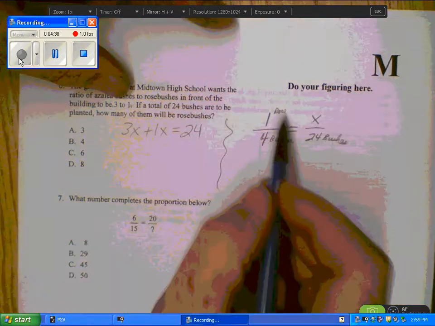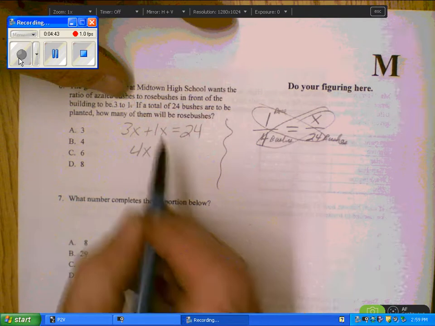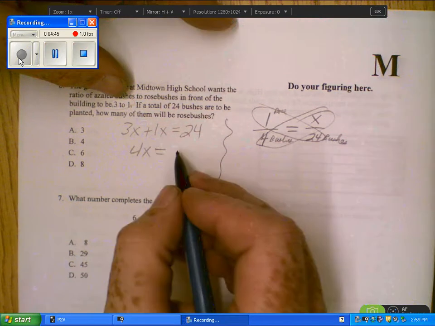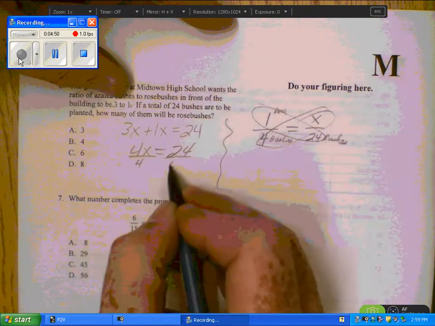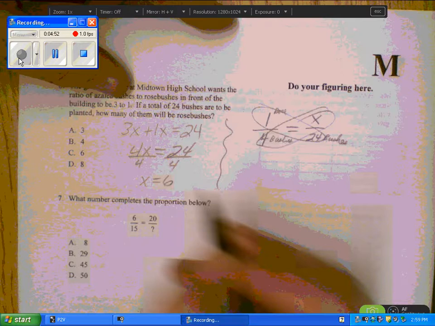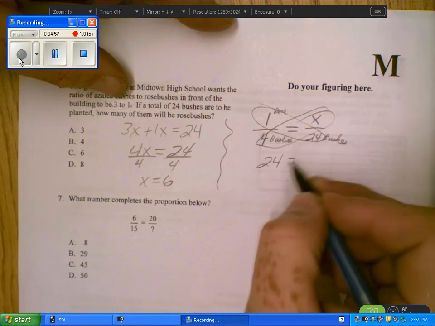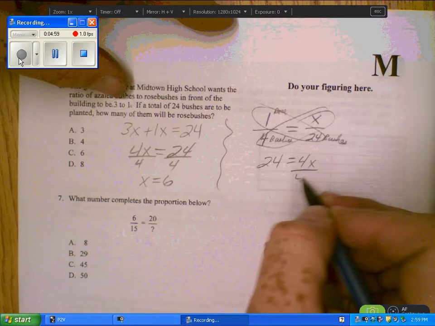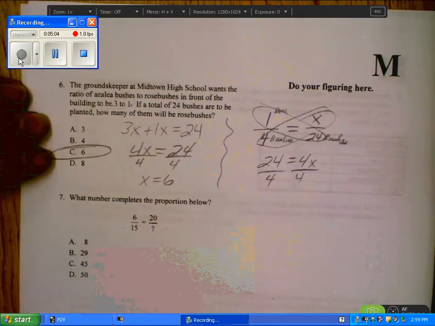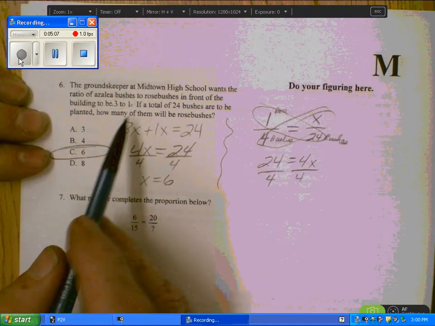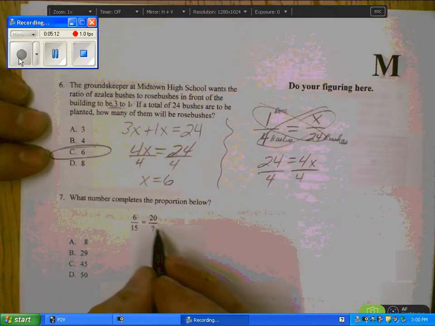Then you could put x there and cross multiply and solve that. You could come back over here and solve this where x stands for the number of rose bushes. That's 24 divided by 4. X equals 6. So 6 rose bushes if we go over here. Do the same thing. That's 24 equals 4x. Divide by 4. You end up with x equals 6 either way. So 6 rose bushes. Now be careful, if they ask you to find azalea bushes, then there's 3 times as many, so you'd have to take that number and go back and multiply by 3.